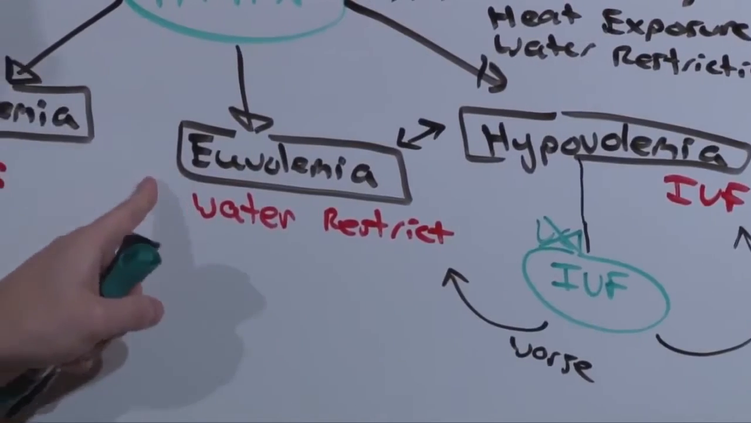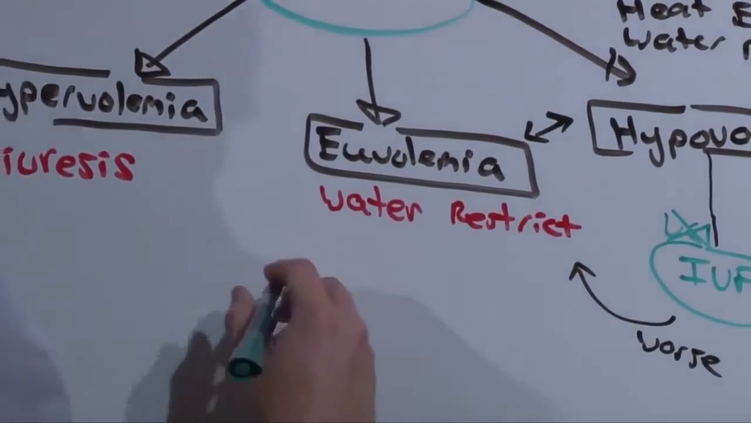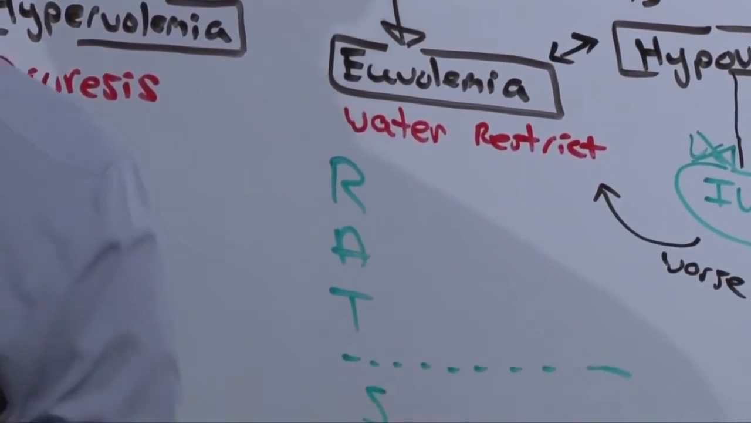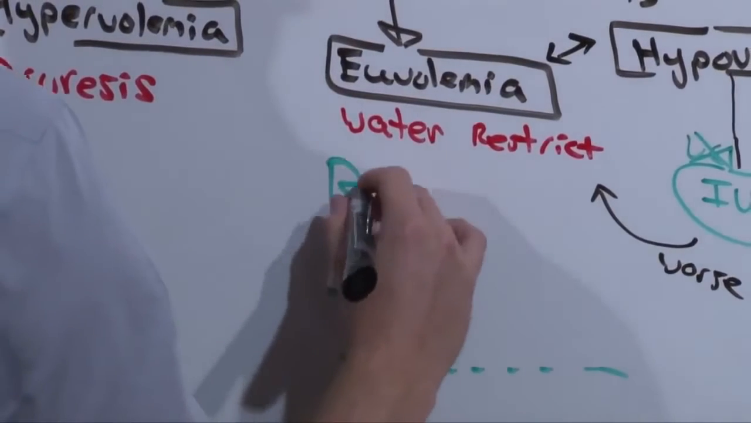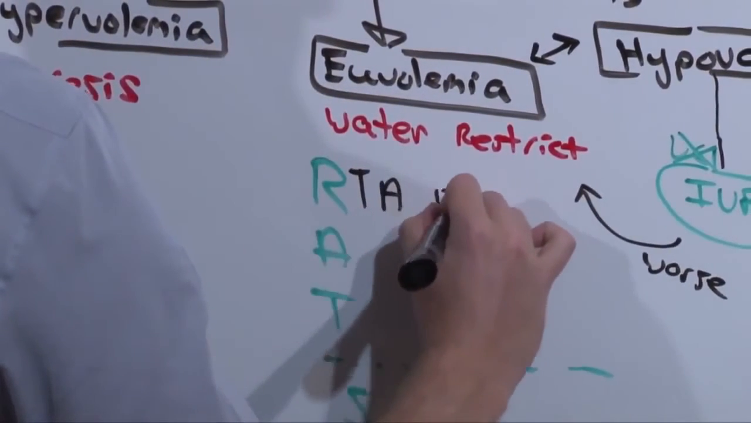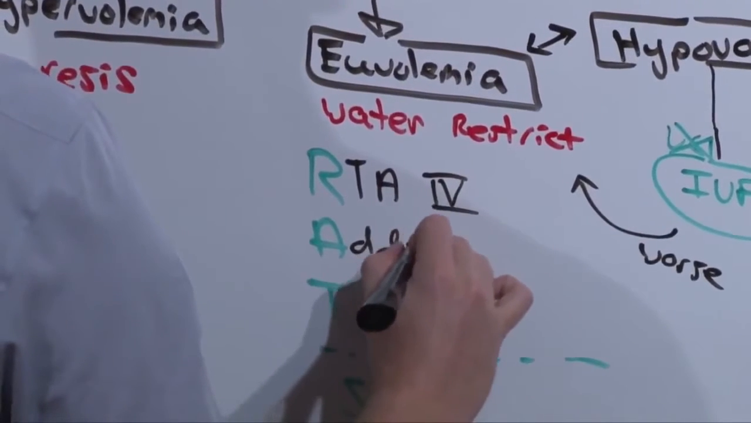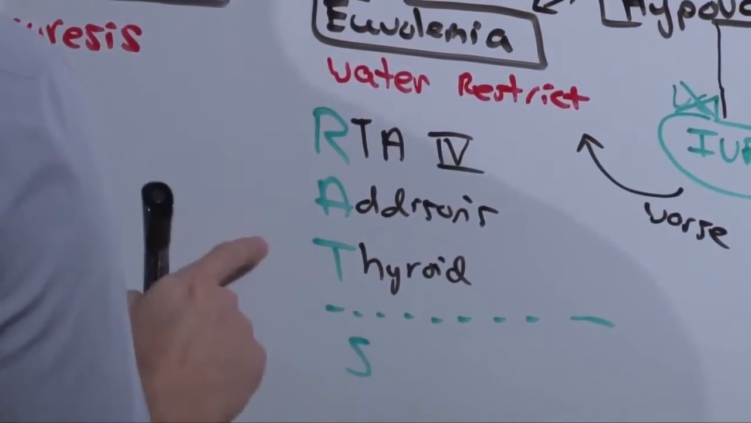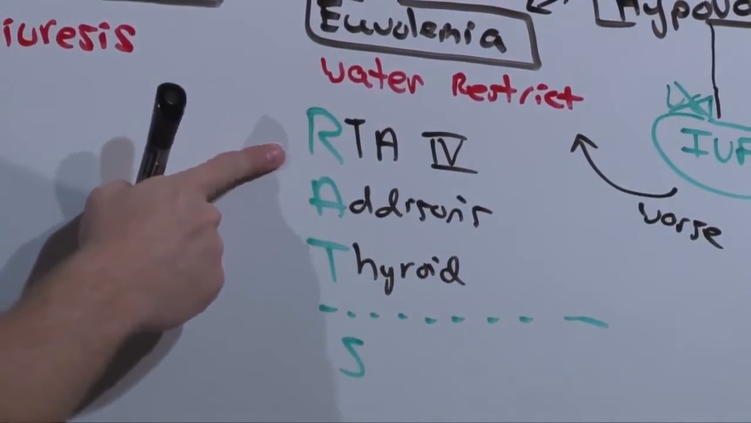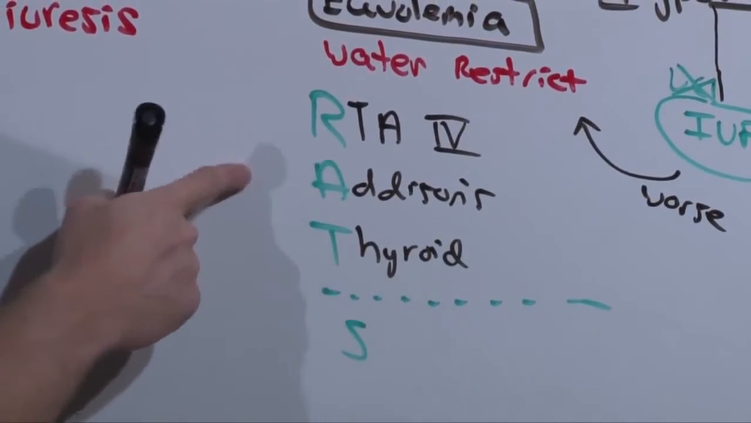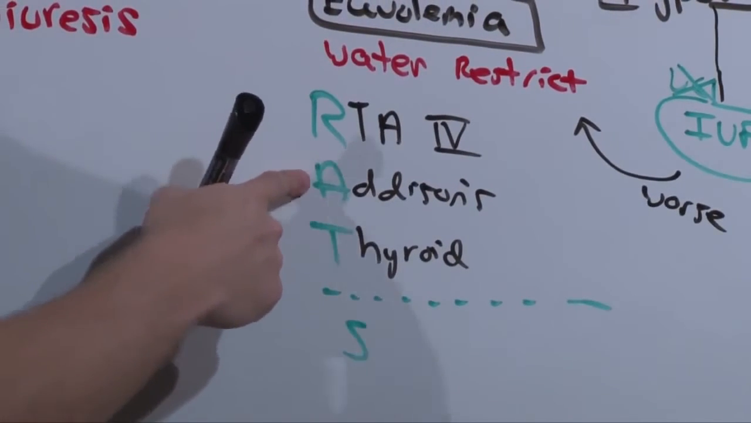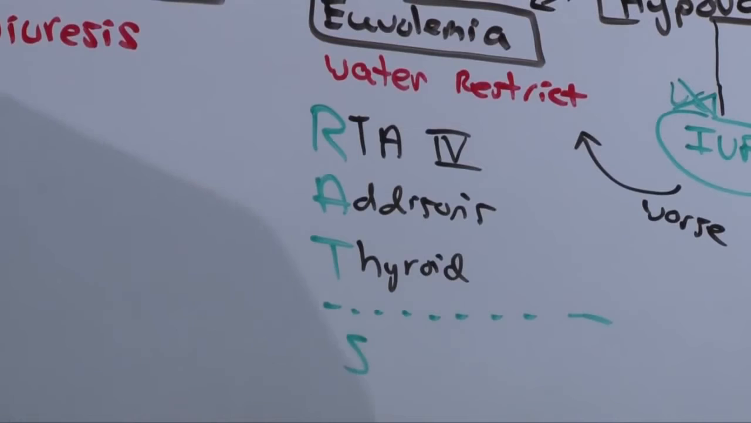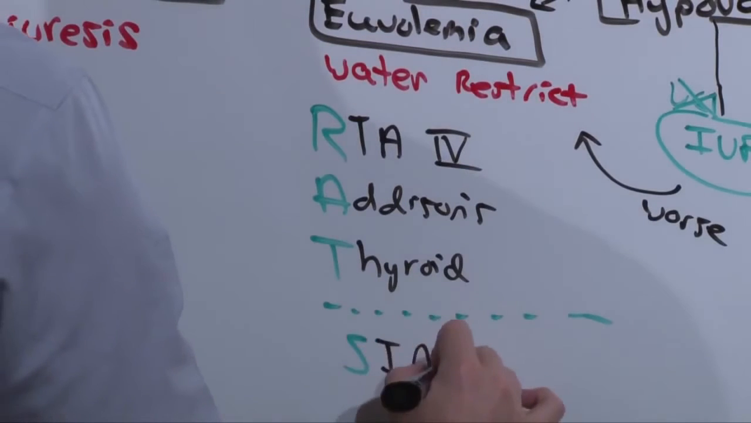Once you get into the euvolemic category, you start thinking about the mnemonic RATS. That is going to be renal tubular acidosis, usually type 4, Addison's disease, thyroid disorders, usually hyperthyroid, and after you rule out renal tubular acidosis with urine electrolytes, Addison's disease by assessing the aldosterone levels and the cortisol levels, thyroid disease by assessing a TSH. If all of these are normal, then you are going to determine it is SIADH.